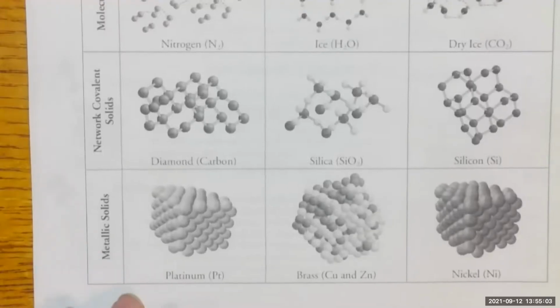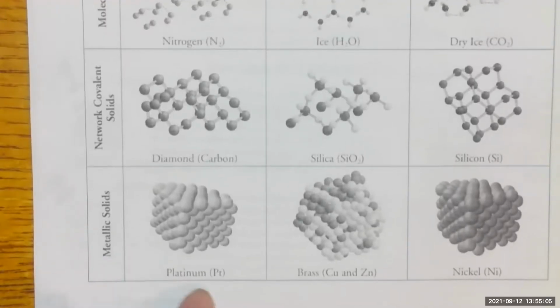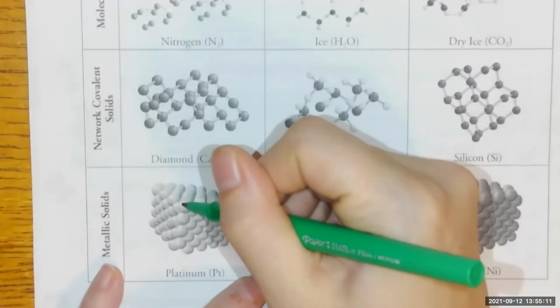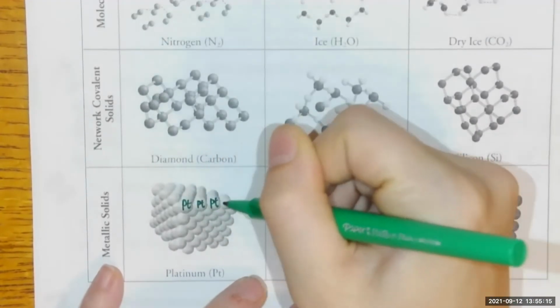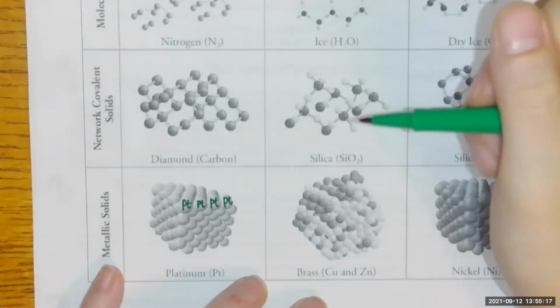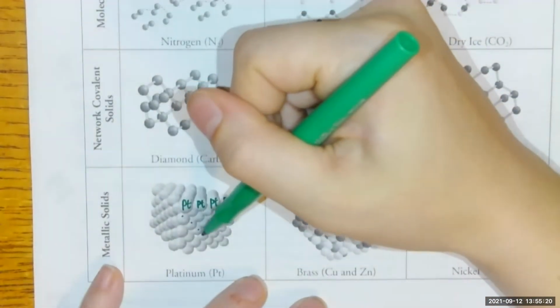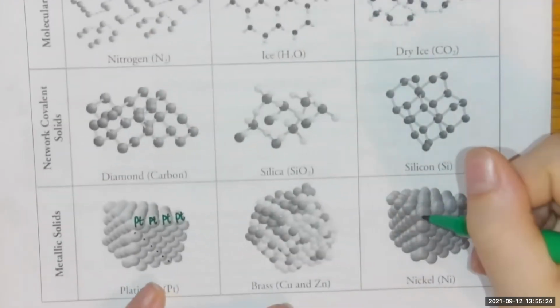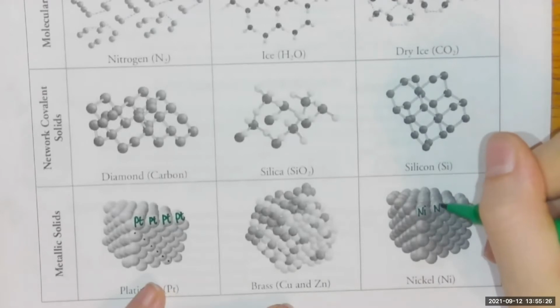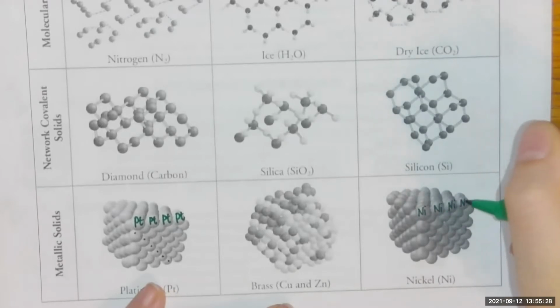So going back then to this image, platinum metal, just pure platinum, means every single one of these, platinum, platinum, platinum, platinum. Not a checkerboard because it's the same thing over and over and over. Nickel, same thing over here. Nickel, nickel, nickel, nickel. Great.